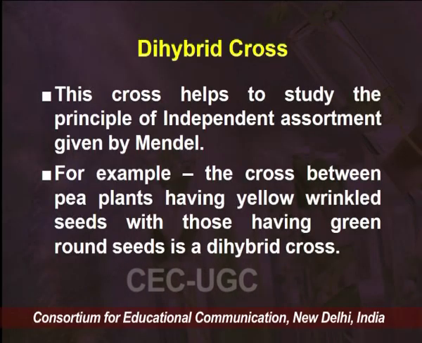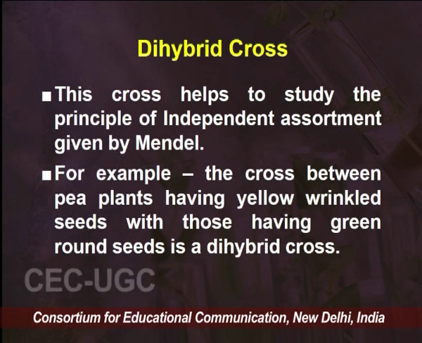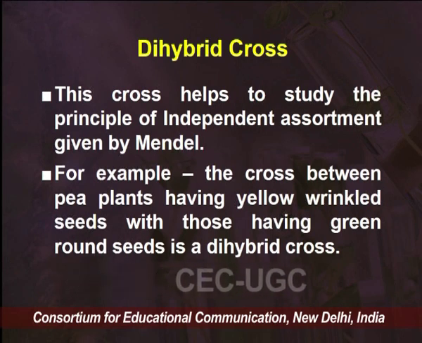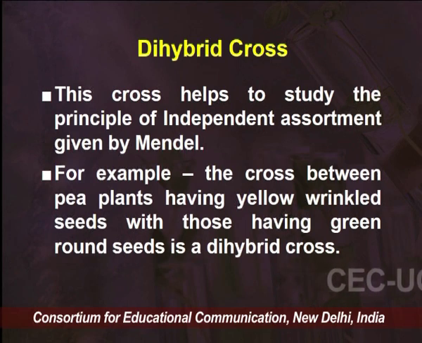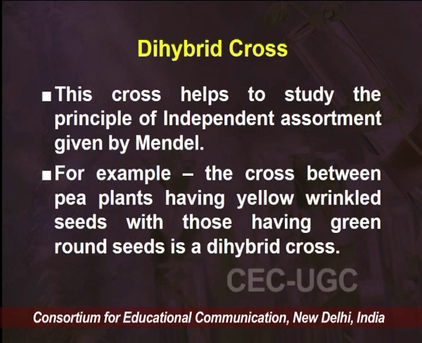So, this cross helps to study the principle of independent assortment given by Mendel. We will see what 3 laws were given by Mendel and how each experiment has supported that particular law. For example, the cross between pea plants having yellow wrinkled seeds and those having green and round seeds. See, this is how we are studying two different traits. One is the color of the seed and another is the shape of the seed. It is not round, it is wrinkled. So, this is a dihybrid cross. The two factors that we studied through the last experiment were the color of the seed and the shape of the seed, that is wrinkled or round.